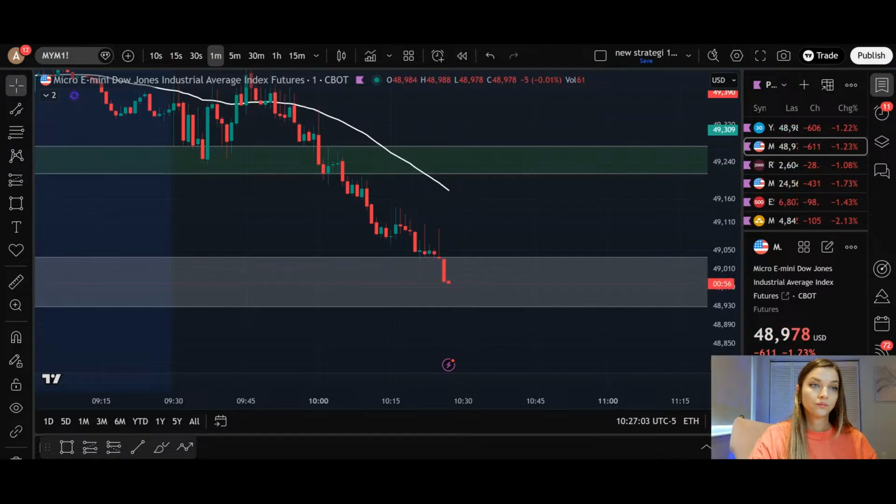Now, try to narrow it down, ma'am. The support zone is right below the candle. Yes, that's my buy limit entry. Okay, nice.